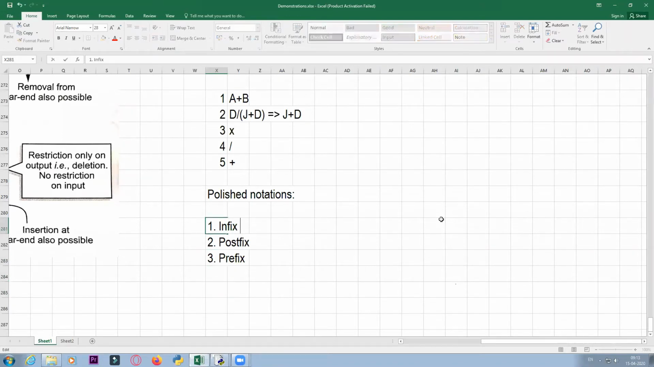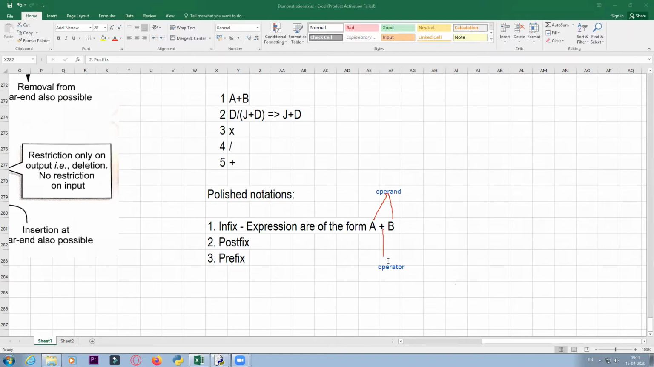When we talk about infix, infix expressions are of the form A plus B, where A is an operand, B is an operand. Let me write it. So which all are the operands over here? A is the operand, B is the operand, and what is the plus? Plus is your operator.